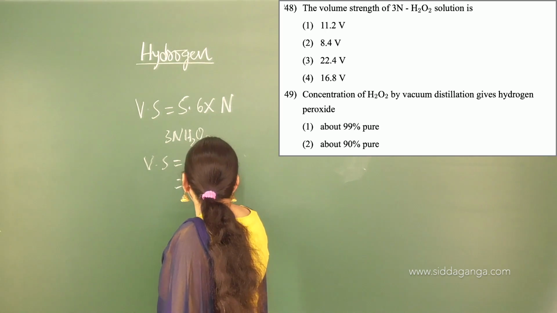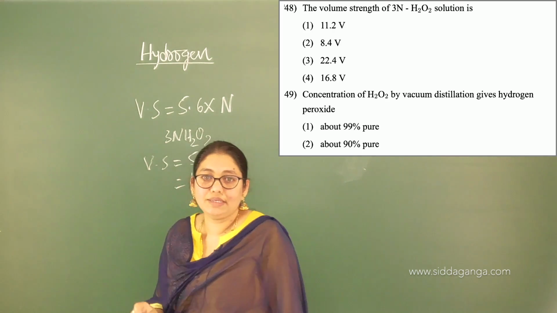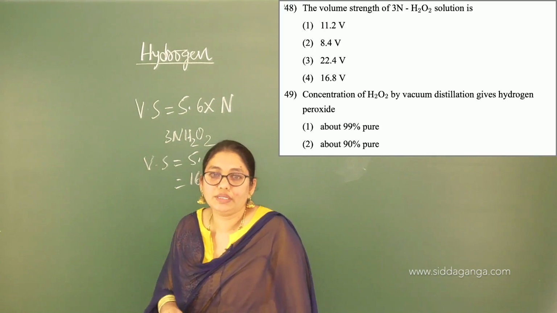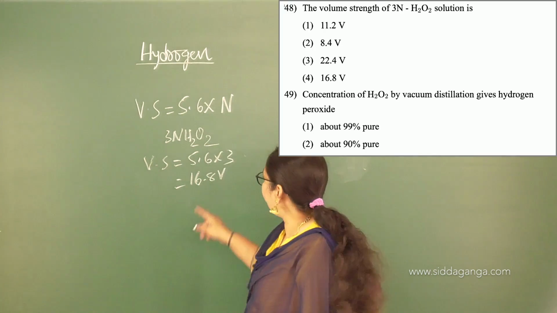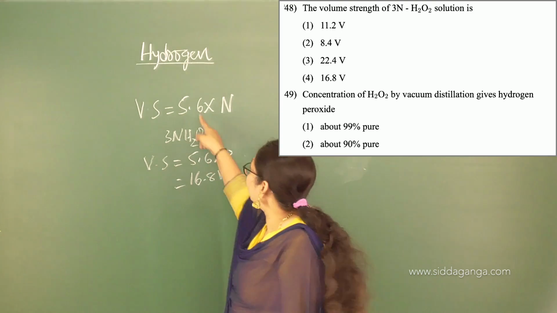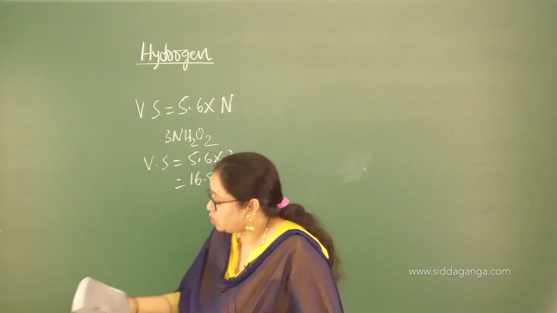So 3 sixes are 18, 1 carry, 3 fives are 15 plus 1 is 16. So 16.8, yes it is there. Option 4 is the answer. The answer for that question is the fourth one, 16.8. So this is how you can calculate the volume strength if they give the normality, by using this expression. Move on to the next question.